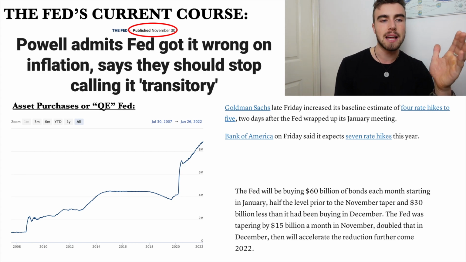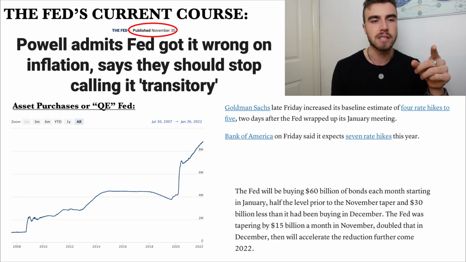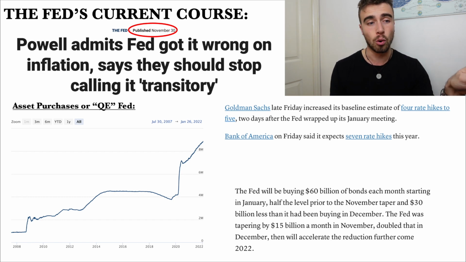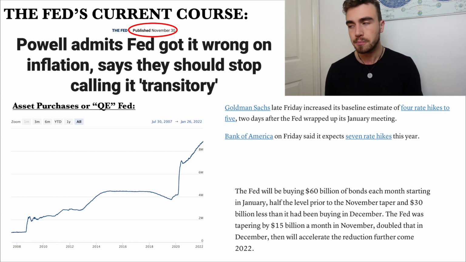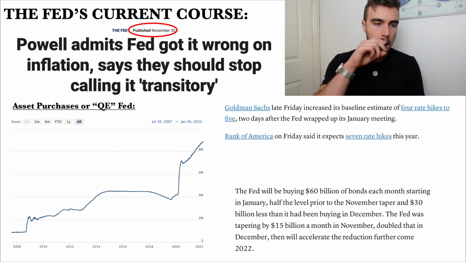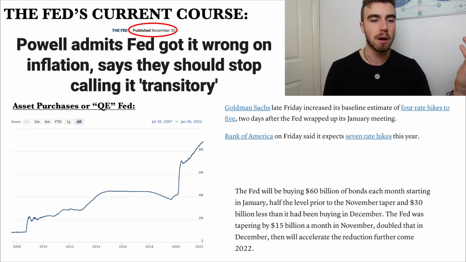So Goldman Sachs, this was in the news I think a couple of days ago. They've increased their baseline estimate to 4 to 5 rate hikes. Bank of America is expecting 7. So all of a sudden, the market is pricing in these rate hikes, and that's where we've seen equity markets fall. What's nuts about this is the Fed is still creating money.